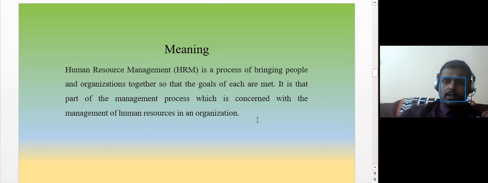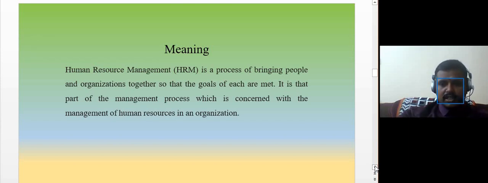So it is a part of the management process which is concerned with the management of human resources in an organization. Financial management, marketing management, advertising management, sales management, operations management, all the managements and the functional areas of management cannot move without human resource management in an organization. So simply understand in your mind that human resource management is a never ending process, it is a continuous process.